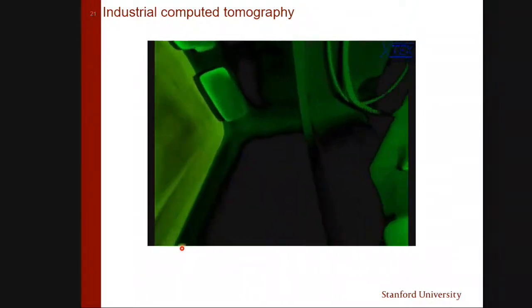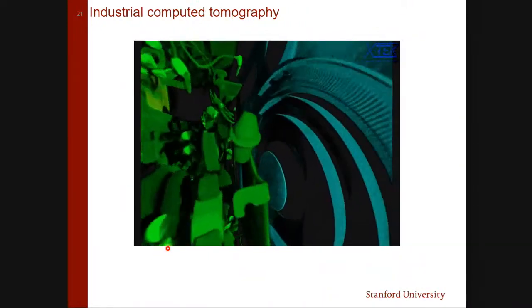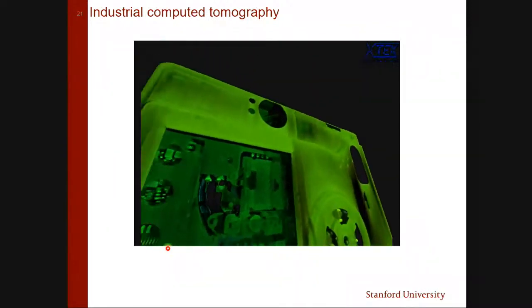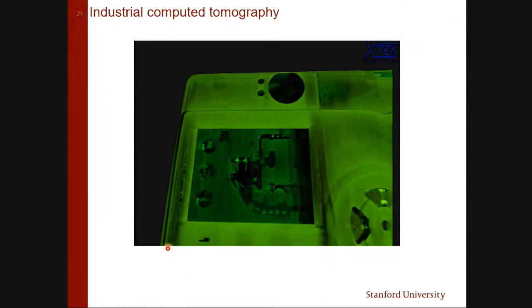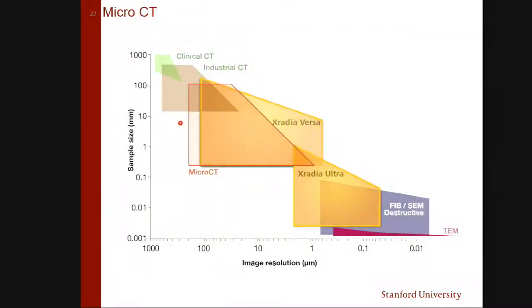And another thing is you can investigate an object without disassembling it. So where the micro CT goes into, it's filling the niche between the medical field and instruments which are destructive. So if I show you this diagram, that's where the clinical CT and industrial CT are. So this is the image resolution. I'm defining resolution as the capability to distinguish two objects which are very nearby, okay? So it means with the clinical CT, industrial CT, probably we can distinguish objects within 100 microns.